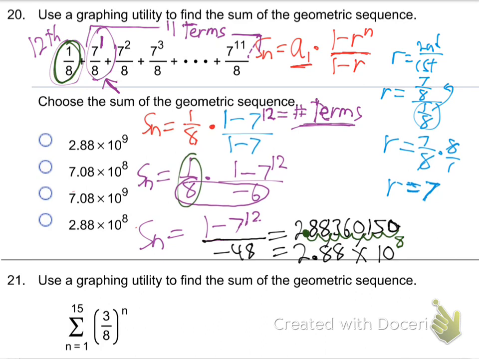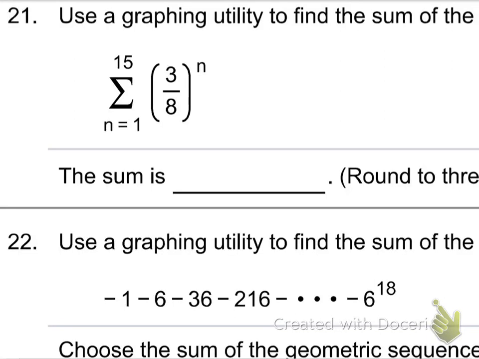All right, you want to try one of those? Try 21. Summation. Wow, that's so cool. I'm just gonna do that.